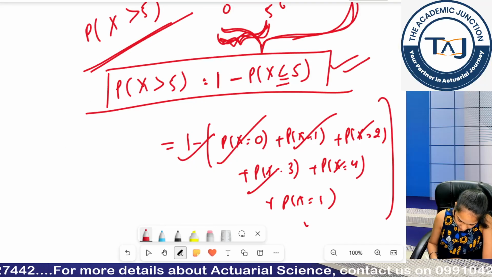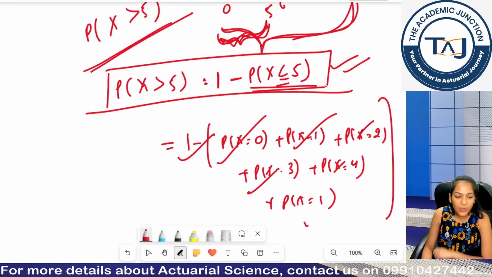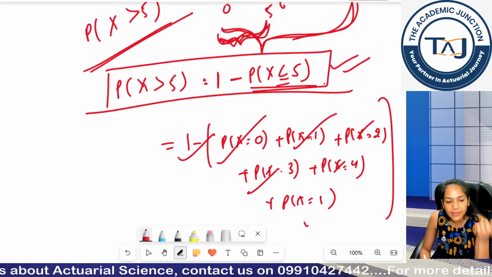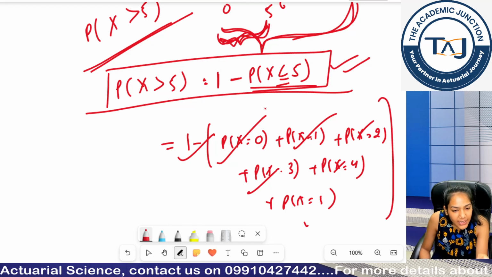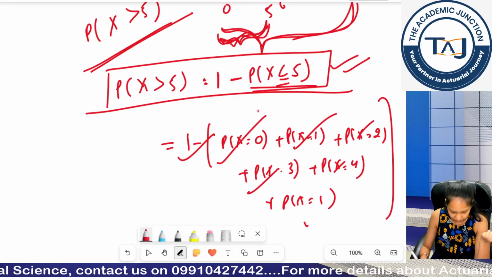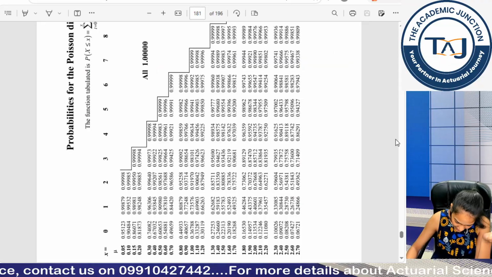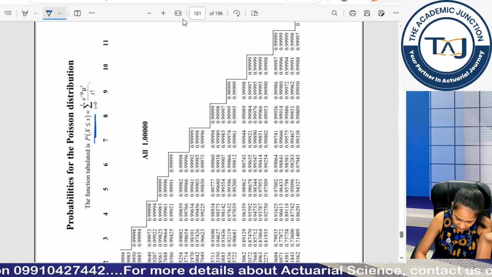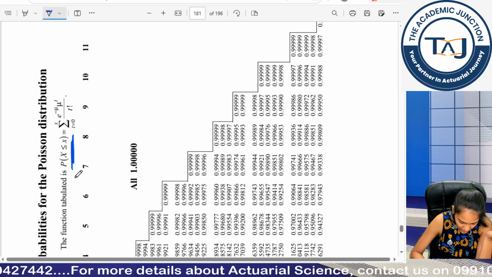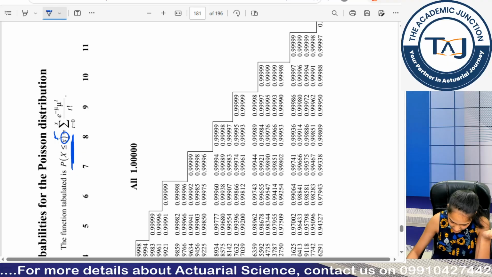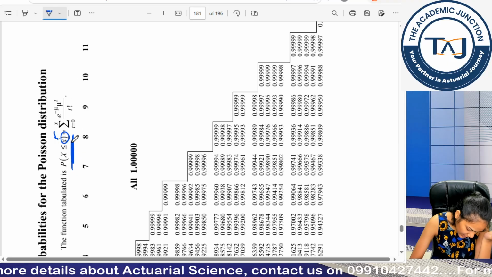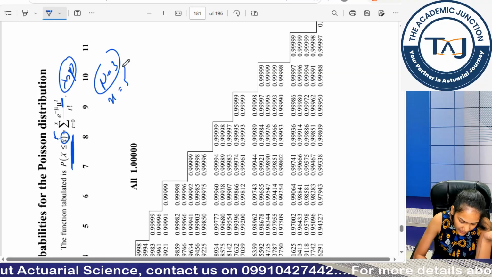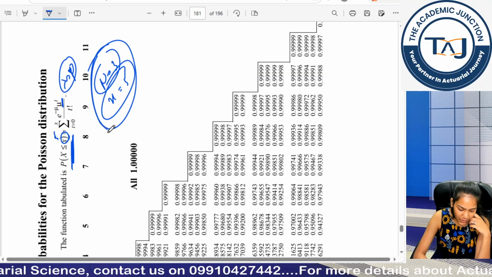Now I have to calculate what? X is less than or equal to 5. While looking at the values from the tables book, my first task should be to check what values my tables book is giving. Is it giving me less than values? Is it giving me greater than values? Let's check. My distribution is basically giving me less than or equal to values. Here lambda is equal to mu. So I want my mu to be 3, I want my x to be 5. I will check the values of this combination.